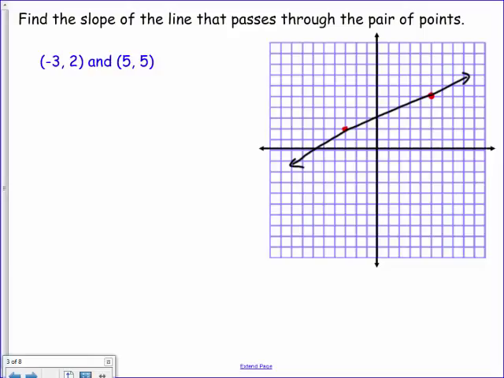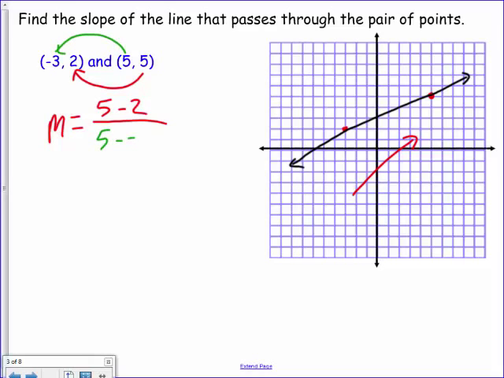Okay, so I could count the slope, but I might not be given a graph. But just by looking at my graph, do you think this is going to be a positive slope or a negative slope? Well, yeah, it's going up, so it should be a positive slope. Okay, so let's use my slope formula. Now, it doesn't matter which one you start with when you subtract your y's on top. I could take 2 minus 5 or 5 minus 2. It won't matter. If I take 5 minus 2, then how do I need to subtract my x's? Yep, I better take 5 minus negative 3.